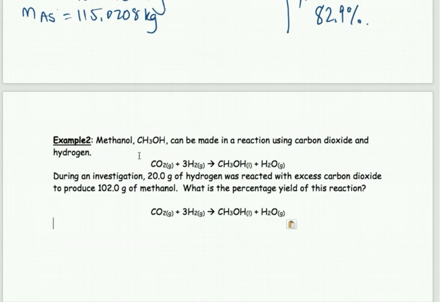Okay, so we have methanol. You can create methanol with a reaction of carbon dioxide and hydrogen. We have some information about the mass. We know the mass of hydrogen, 20 grams, and it is reacted with an excess of carbon dioxide. Then we are trying to find the mass of methanol produced.